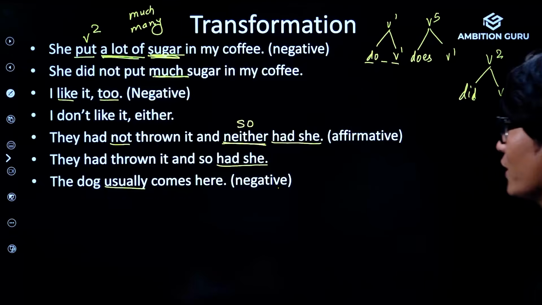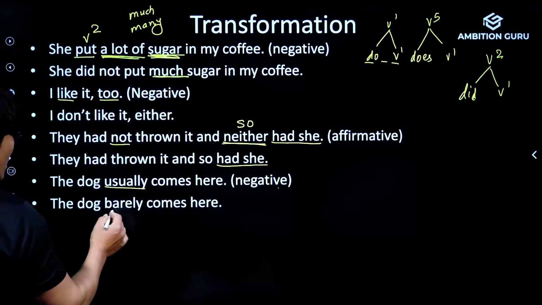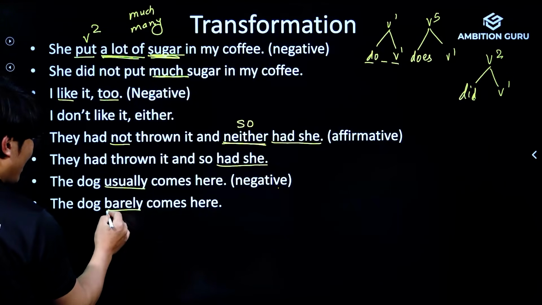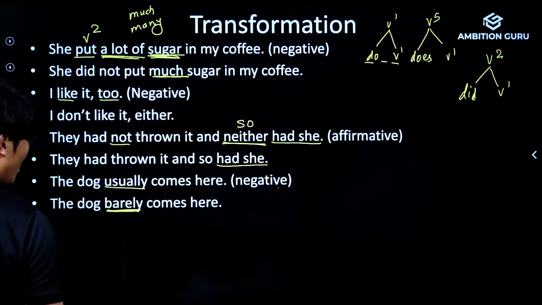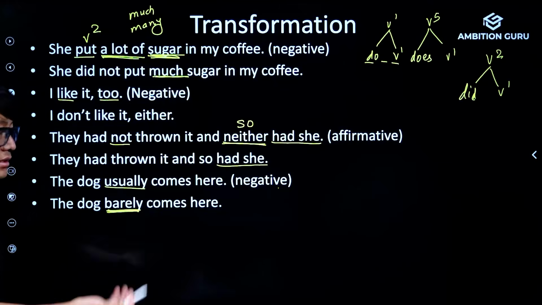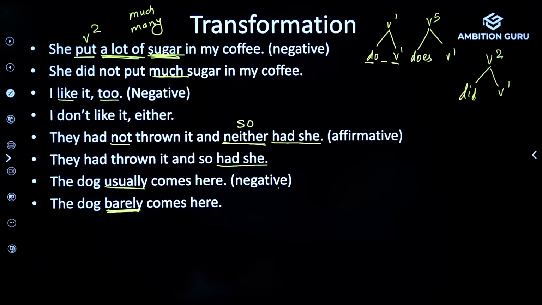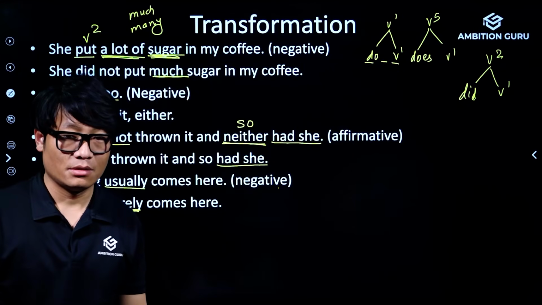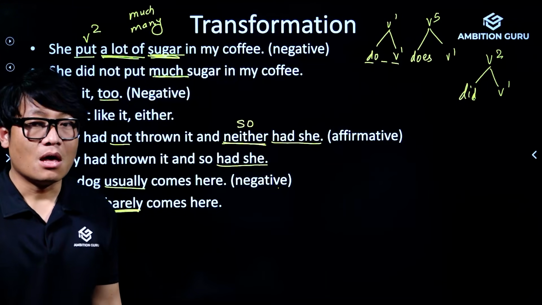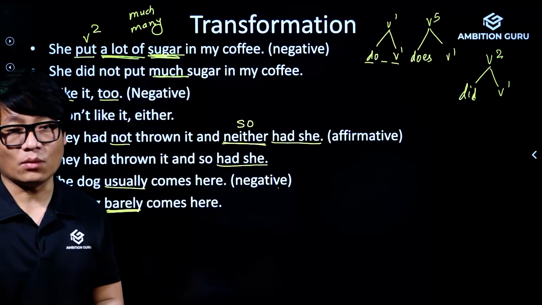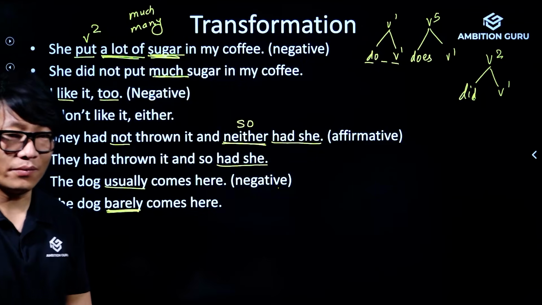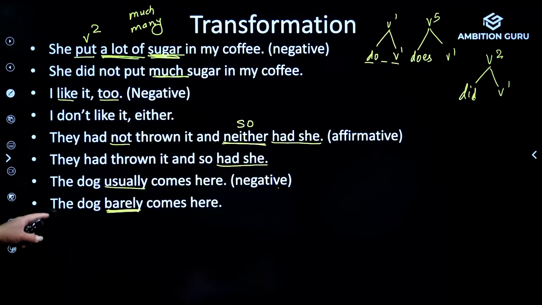Okay, that's right. So here is the answer. The dog barely comes here. You can write even here rarely comes here, or you can write here hardly comes here, or you can write here scarcely comes here. That's right. Okay, seldom. Seldom is the opposite word of often. Often's opposite word is seldom, and never is the opposite word of always. Yeah, scarcely also you can write. The dog scarcely comes here.